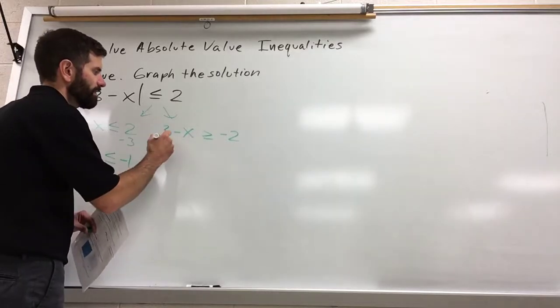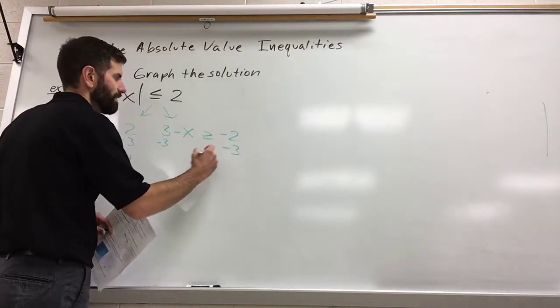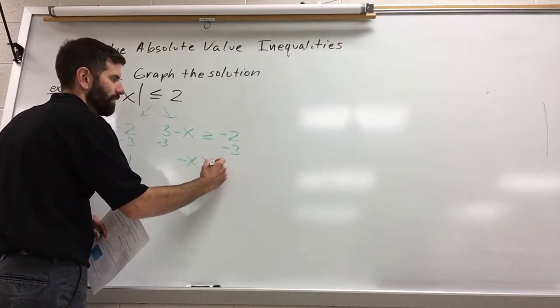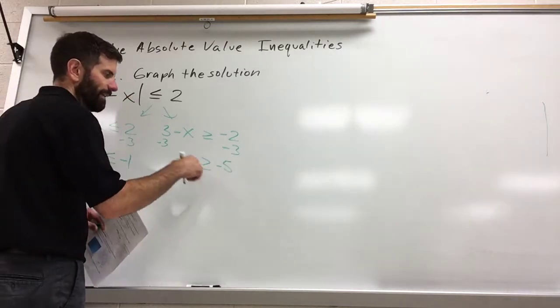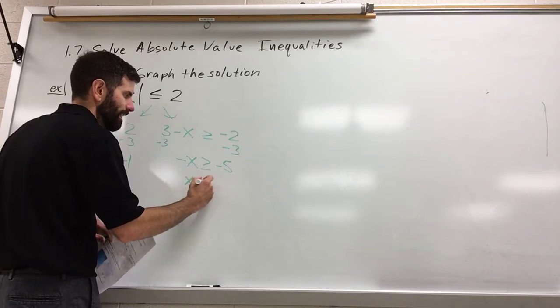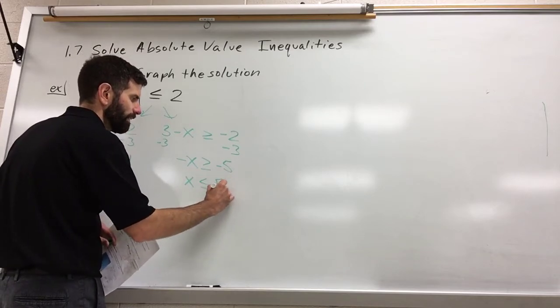Let's go to the other side. Subtract a 3, subtract a 3, negative x is greater than or equal to a negative 5. Divide by a negative, and again, the sign is going to flip.